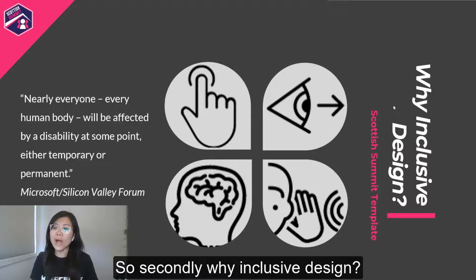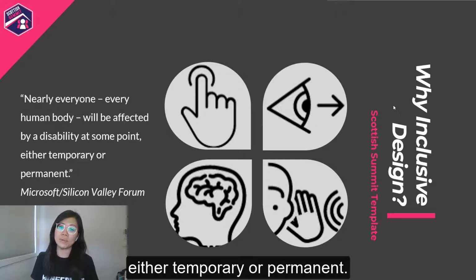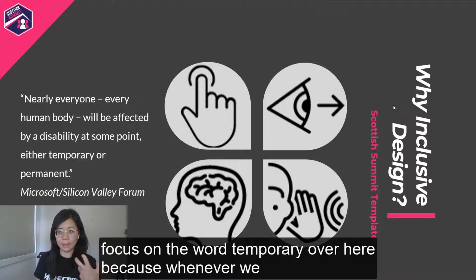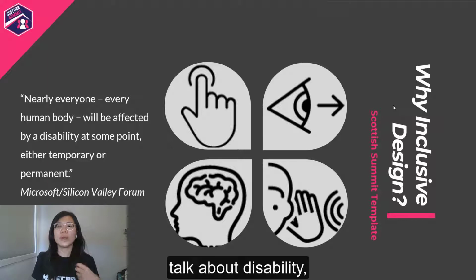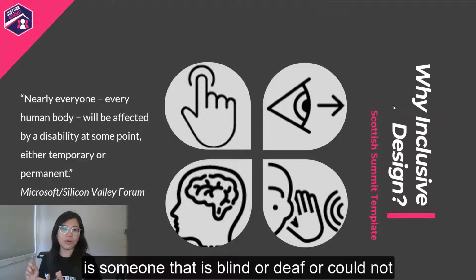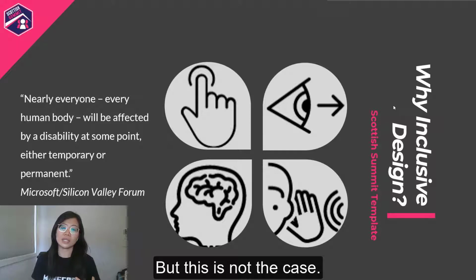Secondly, why inclusive design? According to Microsoft, nearly everyone has a disability at some point, either temporary or permanent. This statement is very powerful and we need to focus on the word temporary here, because whenever we talk about disability, I think the first thing that comes to our mind is someone who is blind or deaf, could not walk, has mobility issues, or has a cognitive disability. But this is not the case.